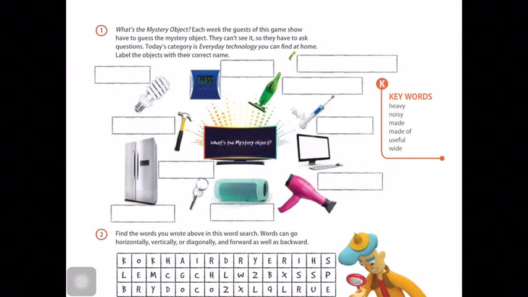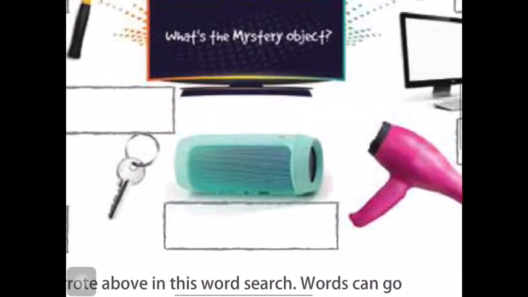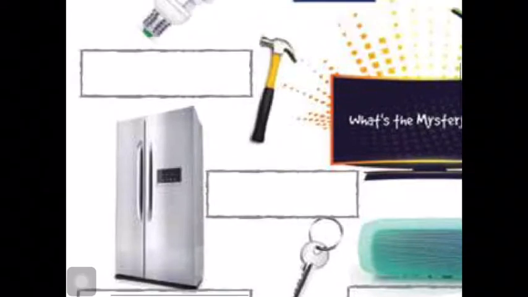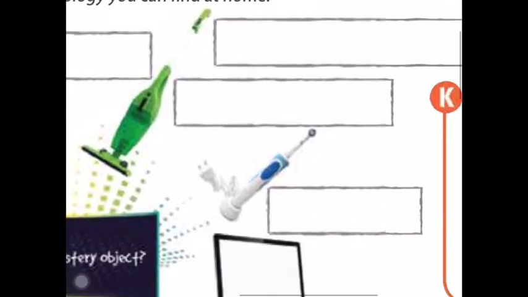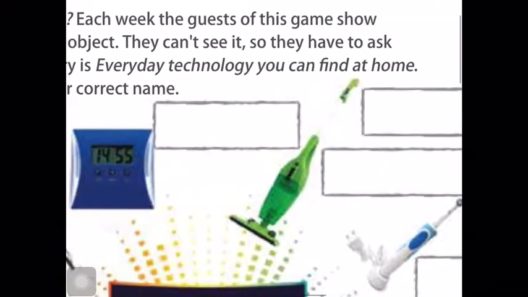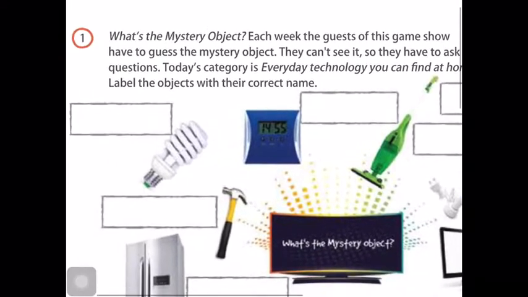Each week, the guests of this game show have to guess the mystery object. They can't see it, so they have to ask questions. Today's category is everyday technology you can find at home. Think about technology you have at home, please. Look at these different elements you have at home. These elements are technology that you have in your house.